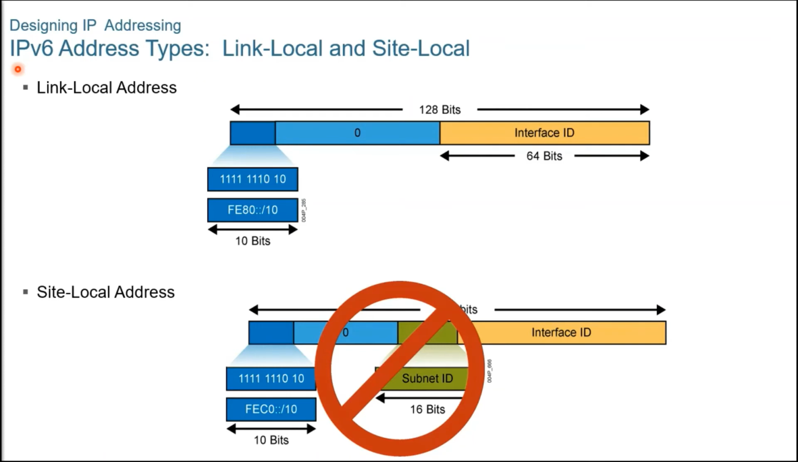IPv6 address types focus on the link local and site local addresses. Okay? Now for the link local address, the key point here is every IPv6 enabled interface must contain at least one loopback, which is ::1/128, and one link local address. Optionally, an interface may have multiple unique local and global addresses.